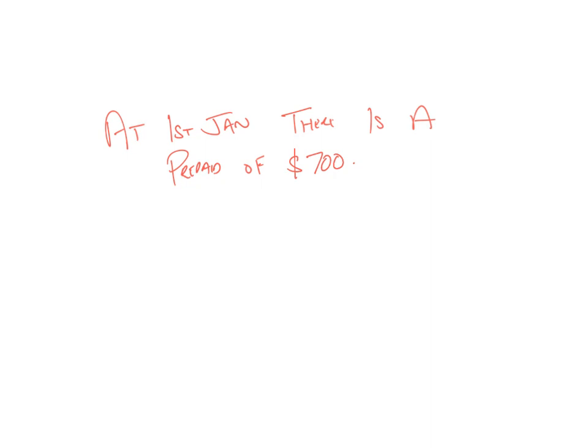Okay, and we pay on 1st Feb, 1st May, June, July, 1st August, August, September, October, 1st November. These are the payments we make. Now, if at 1st Jan there's a prepaid of $700, that means that prepaid is only of 1 month.